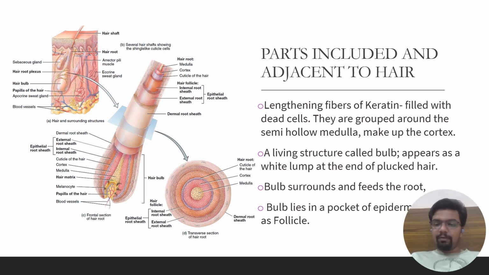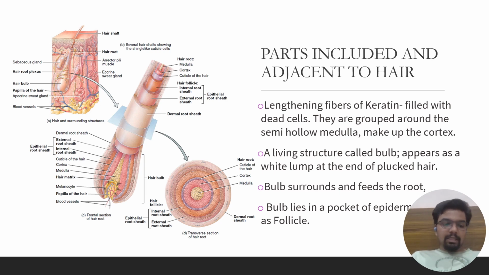fibers of keratin filled with dead cells, and they are grouped around the semi-hollow medulla, which is surrounded by the cortex. Basically, the hair part which we see above our scalp is a dead part, and all the living element is beneath the skin, which is the hair follicle, and the living structure is called the bulb and appears as a white lump at the end of the plucked hair. The bulb surrounds the end of the plucked hair, and the bulb lies in the pocket of epidermis as a follicle.